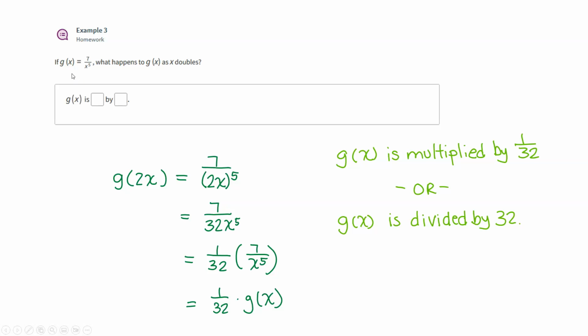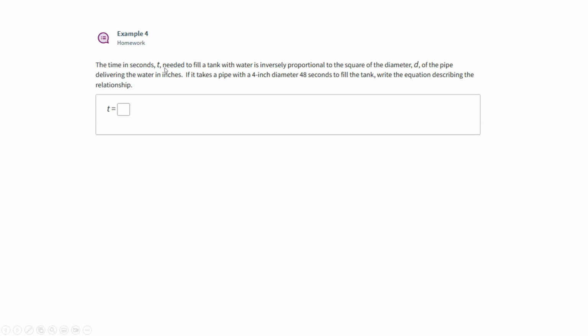With these, you have more of an inverse variation or proportion, where as x increases, this is going to decrease. And that's what they get into in the next one: the time in seconds t needed to fill a tank with water is inversely proportional, so that's when you start getting power functions with negative exponents, to the square of the diameter d of the pipe delivering the water in inches. If it takes a pipe with a 4-inch diameter 48 seconds to fill a tank, write the equation describing the relationship. So it's not asking you an entire question for a proportional issue like we've seen with the direct proportion in the previous sections of chapter 7.